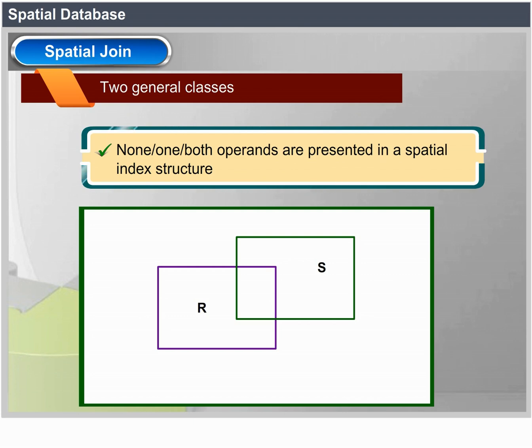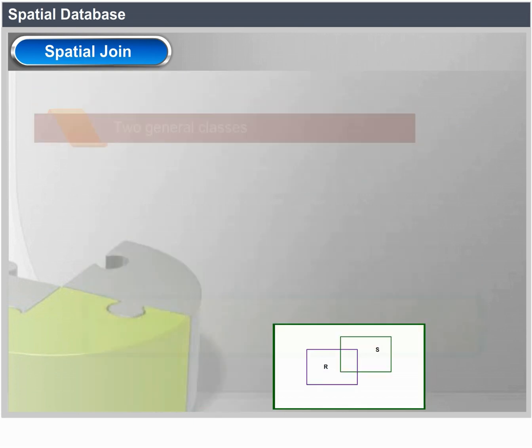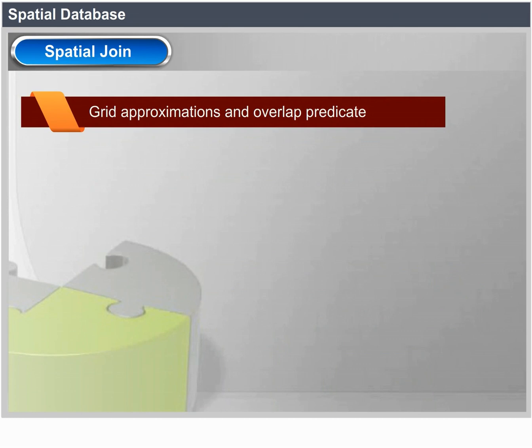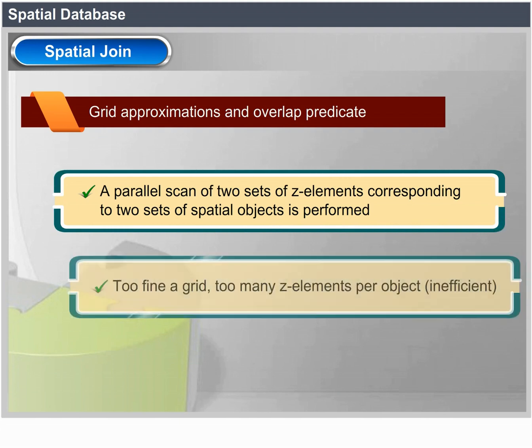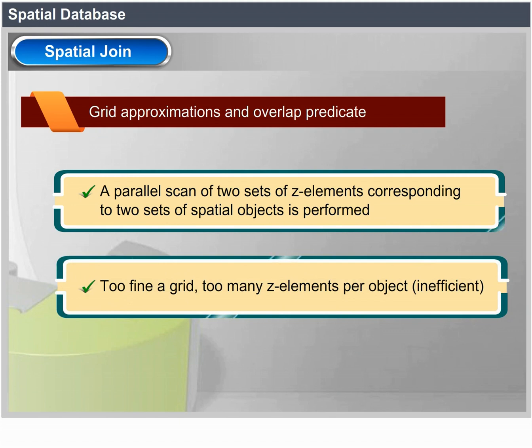Grid approximations and overlap predicate. A parallel scan of two sets of Z elements corresponding to two sets of spatial objects is performed. Too fine a grid, too many Z elements per object, inefficient. Too coarse a grid, too many false hits in the spatial join.